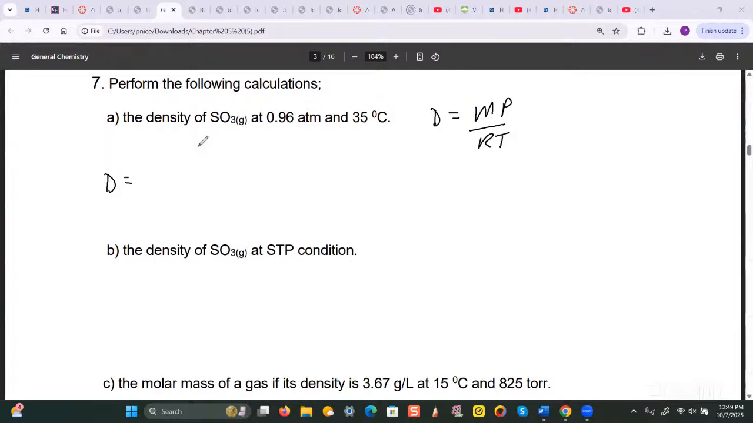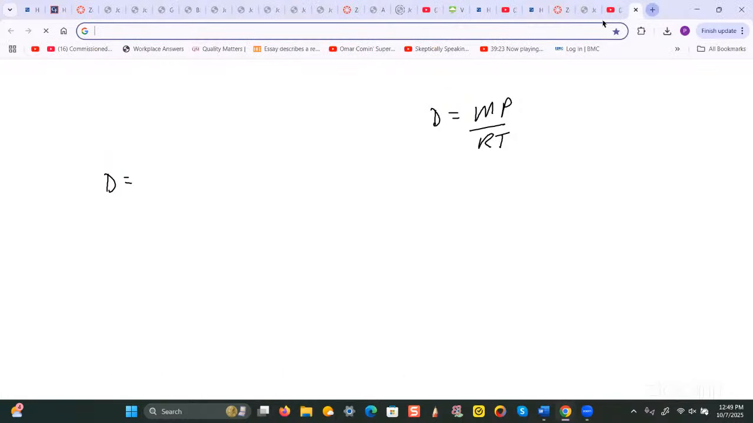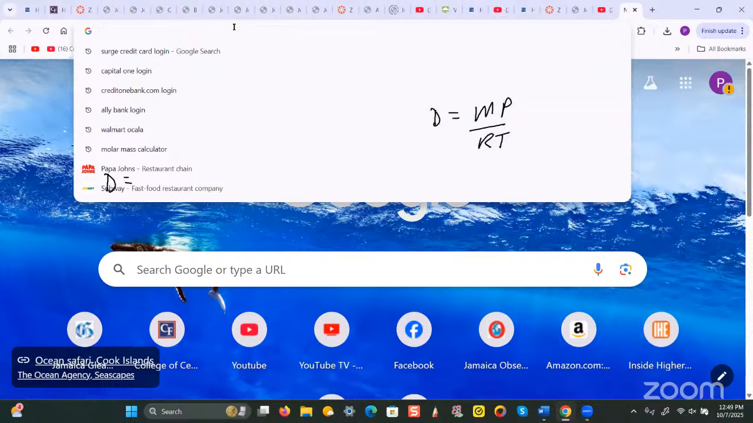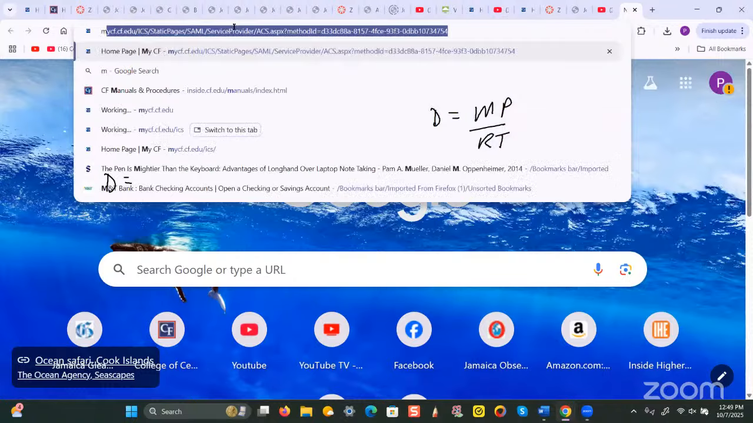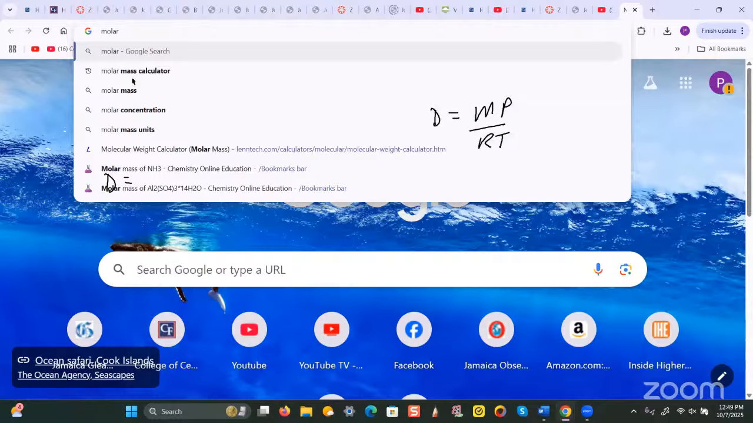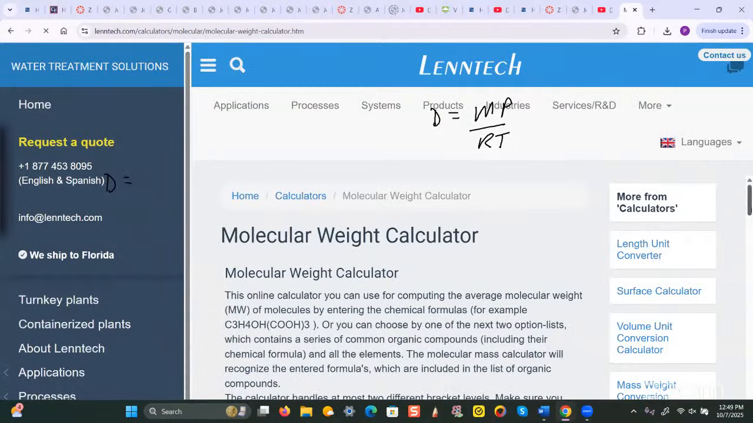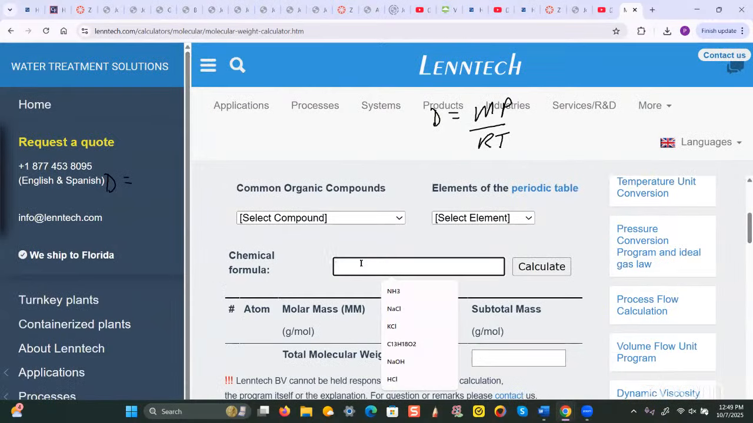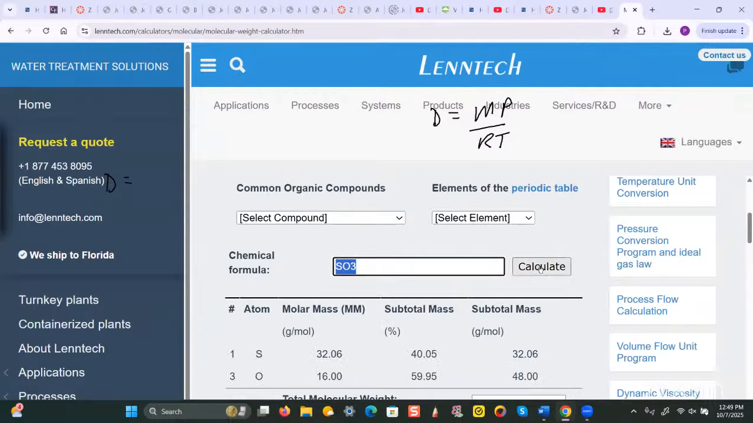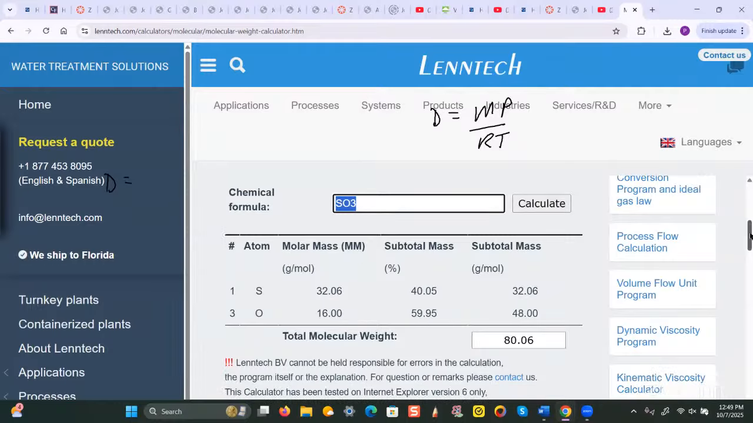So what's the molar mass of SO3? Well, you know me, you know how lazy I am. I'm going to go to my molar mass calculator, which unfortunately you guys won't have access to during your tests. So that sucks for you guys. Let's see here, molar mass of SO3. So that is equal to 80.06 grams per mole.